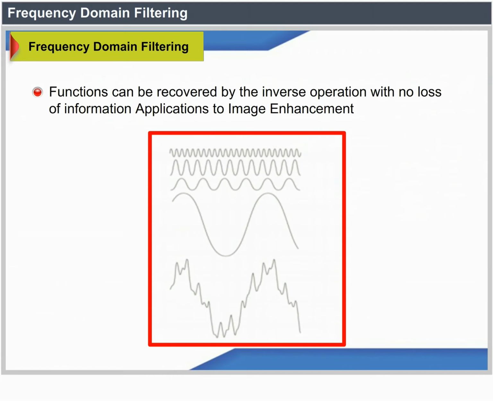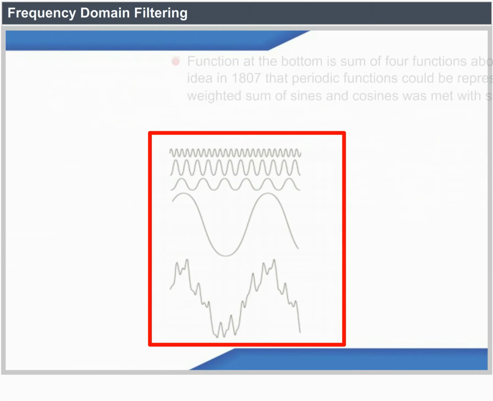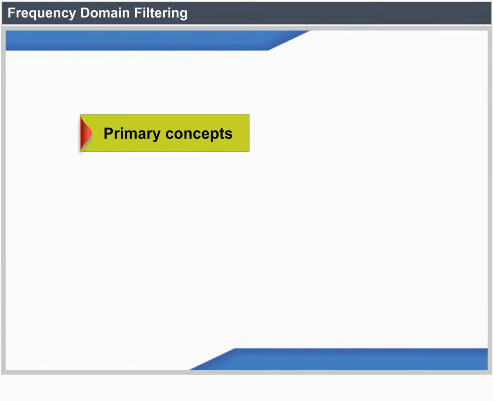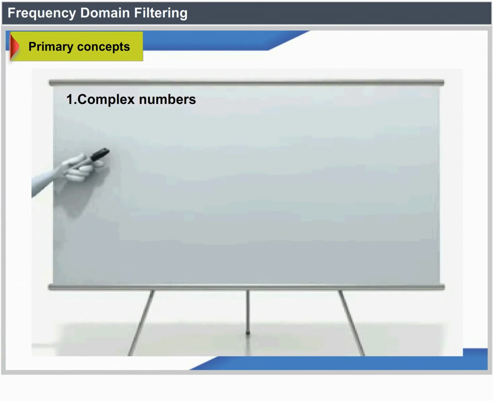Complex number C is defined as C equals R plus Ji, where I and R are real numbers and J is an imaginary number. That is, J equals square root of -1. Here, R is the real part of the complex number and I is the imaginary part. Real numbers are a subset of complex numbers in which I equals 0.